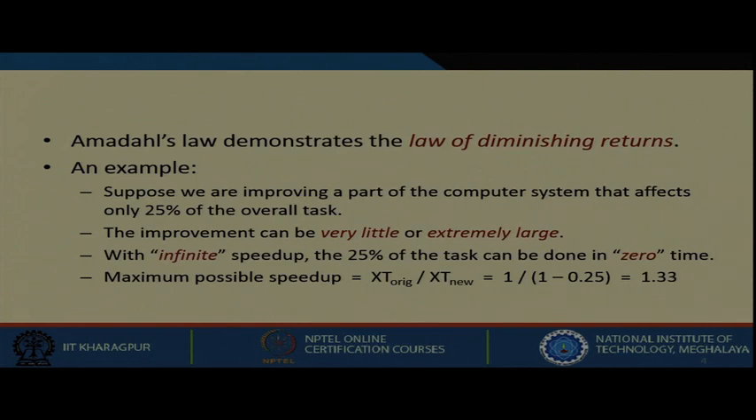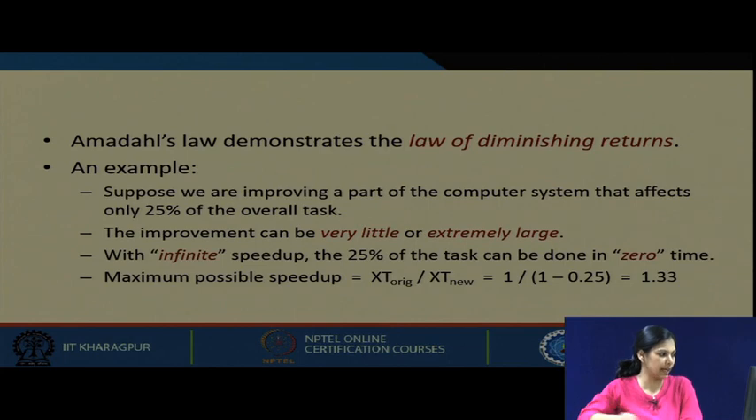Amdahl's law demonstrates the law of diminishing return. Let us take an example. Suppose we are improving a part of the computer system that affects only 25% of the overall task. So out of 100%, only 25% of the work can be improved. The improvement can be very little or extremely large. Let us say, with infinite speed up, that 25% part of the task can be done in 0 time, the maximum improvement possible, so it takes no time to finish that 25% of the task, but we cannot do anything with the 75% of the task.